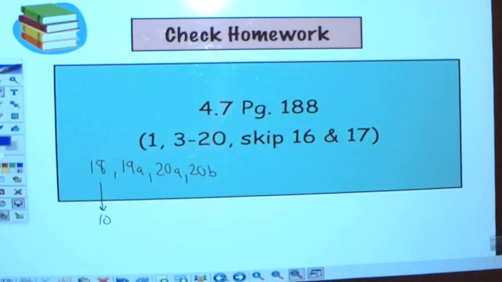19a is y equals negative 4,000 x plus 30,000. If they don't have the x, is it half wrong or is it wrong at all? They just forgot the x. Just write it in for them. Okay.